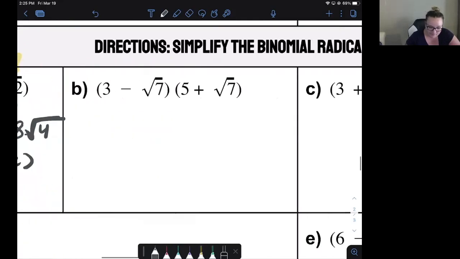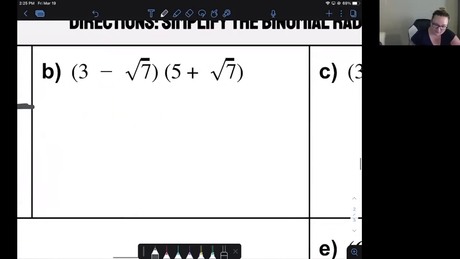All right. So why don't you go ahead and take a turn. Take 3 minus root 7 times 5 plus root 7. Distribute that 3. Then distribute the negative root 7 and see what you get.